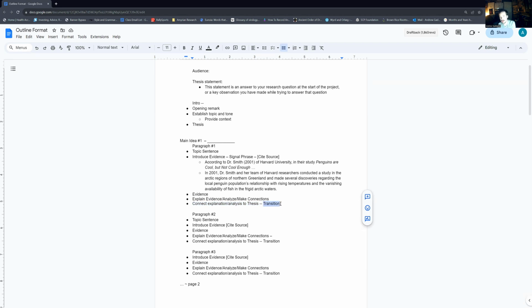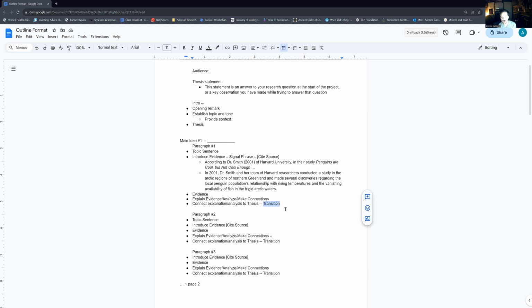The only time that you need a transition is if you are making a gigantic leap in logic. If we're going from talking about penguins here to talking about the populations of saber-toothed tigers 3 billion years ago, or whatever. I don't think they were saber-toothed tigers. 2 million years ago.